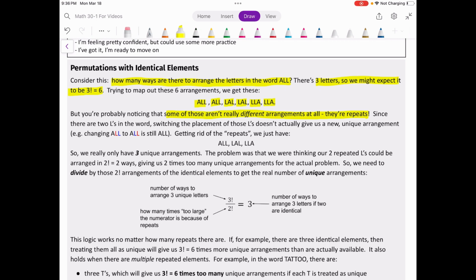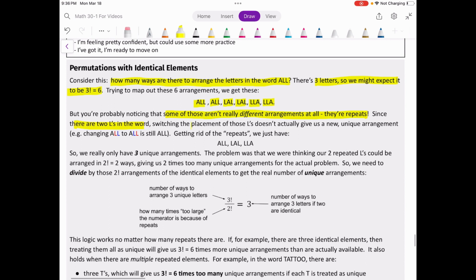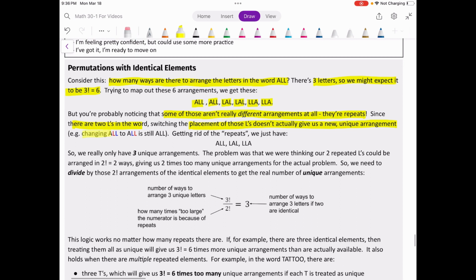So since there are two L's in the word, switching the placement of those L's doesn't actually give us a new unique arrangement. For example, right, like changing ALL to ALL, I tried to use colors there to highlight the quote-unquote different L's, right? It's still giving us the same outcome. It's still giving us the same word. It's not really a unique, distinguishable arrangement.